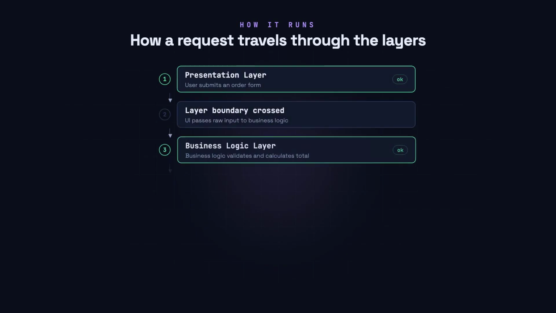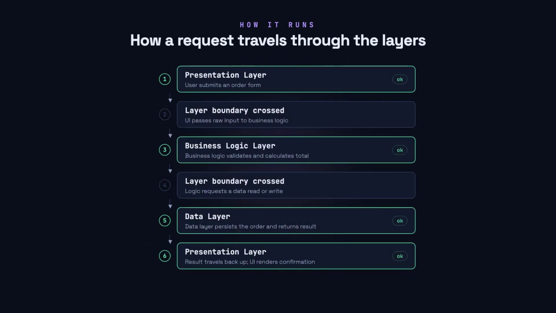Follow a single request through the system. The user submits a form, that is the presentation layer's job. It hands raw input down to the business logic layer, which applies validation rules and calculates the order total. The business logic layer then asks the data layer to save the result. The confirmation travels back up the same path, and the presentation layer renders the success message. At no point does any layer do another layer's job, and that is the key consequence of the principle.